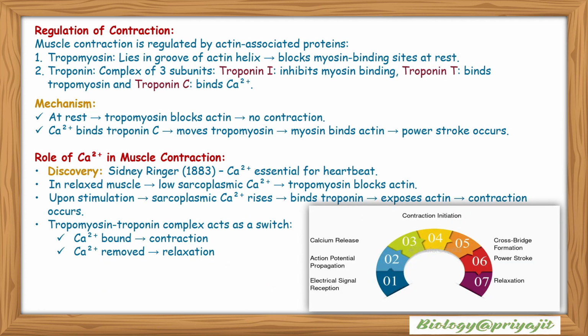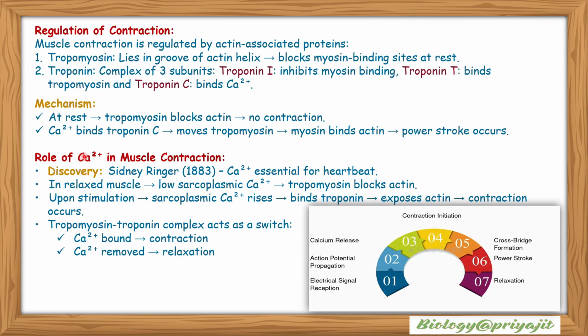So what is the regulation of contraction? Muscle contraction is regulated by actin associated proteins. The first one is tropomyosin, which lies in the groove of the actin helix and blocks the myosin binding site at rest. The second one is troponin, a complex of three subunits. Troponin I inhibits actin myosin binding, troponin T binds with tropomyosin, and troponin C binds with calcium 2 plus. So during rest, tropomyosin blocks actin, so no contraction occurs, and when calcium 2 plus binds with troponin C, it moves tropomyosin, myosin then binds with actin, and the power stroke occurs.